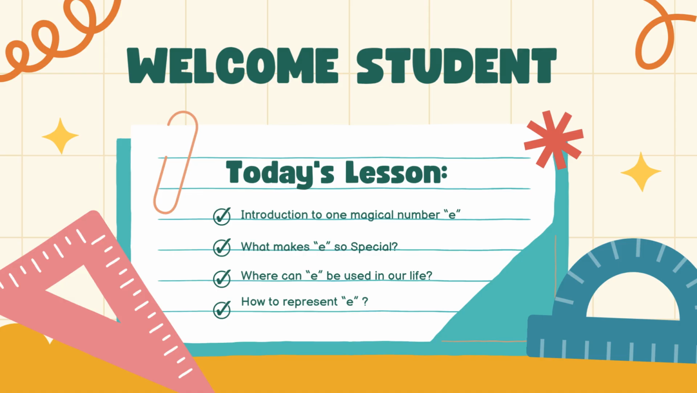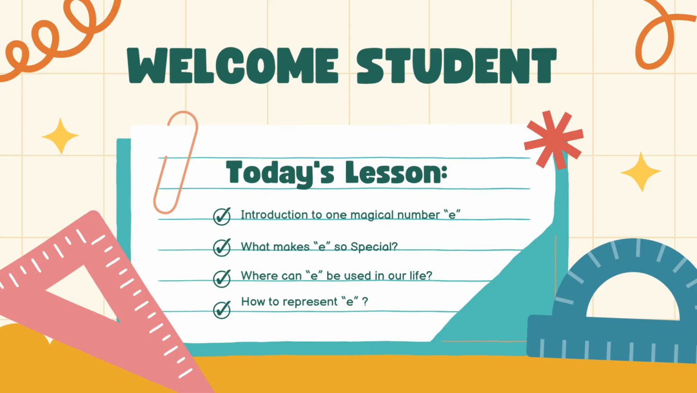So what's e? E is a transcendental number, meaning that it is not the root of any polynomial with integer coefficients. What's special about e? E is the base of the natural logarithms. In this video, you can learn how to represent e, and what e is used for in our life.